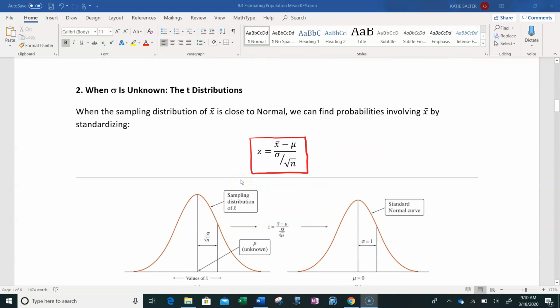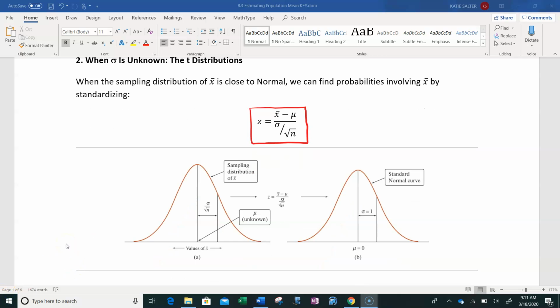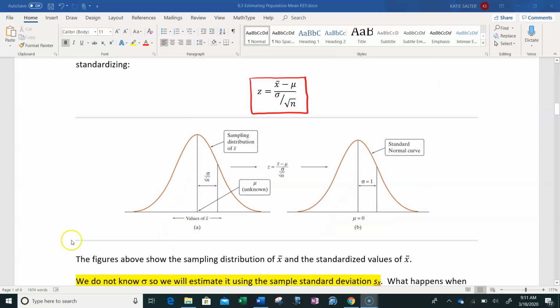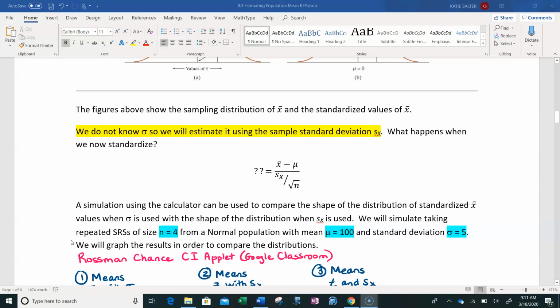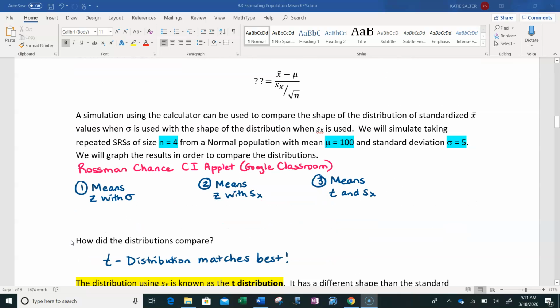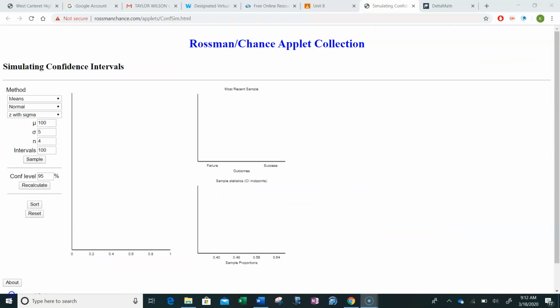So where in the world did these come from? All right, again, when we go to standardize, the formula would be as shown in my box right here. But the problem is we don't actually know the population standard deviation. So we have to estimate it with the sample standard deviation. And when we do that, it changes the distribution a little bit depending on the sample size. So I'm going to pull up the applet and show you what happens.